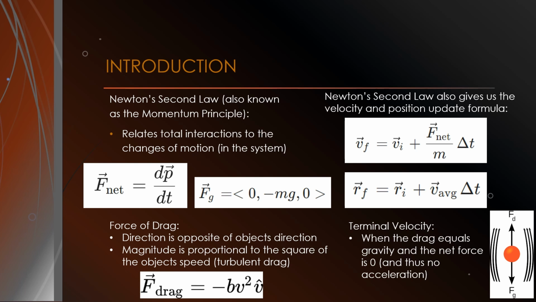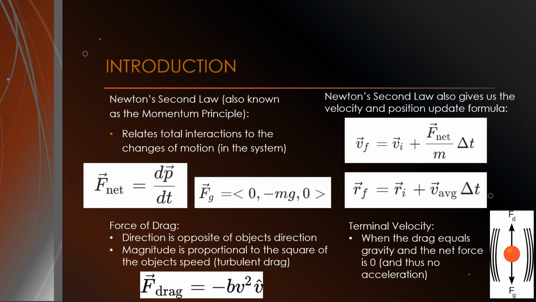So as a little introduction, Newton's second law, which is also known as the momentum principle, relates the total interactions to the changes of the motion in the system. And with this lab specifically, we're going to be working with the force of drag. Drag's direction directly opposes an object's direction of motion, and the magnitude is proportional to the square of the object's speed, which is also known as turbulent drag.